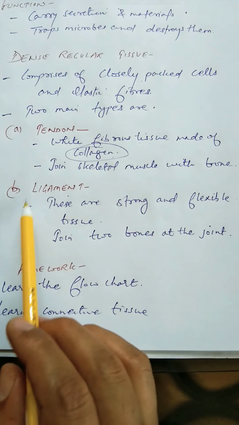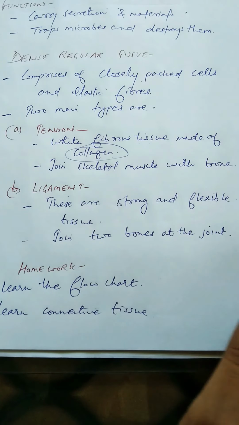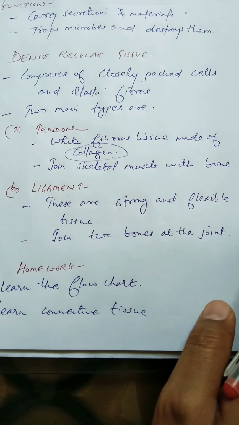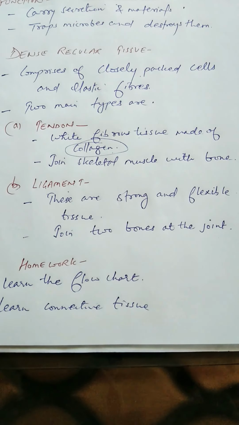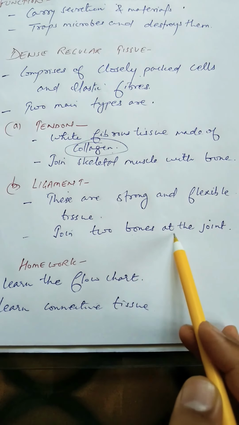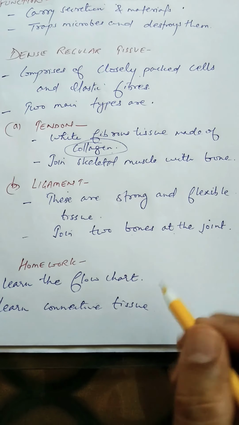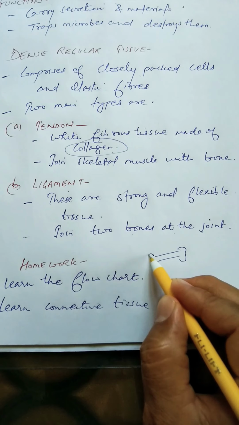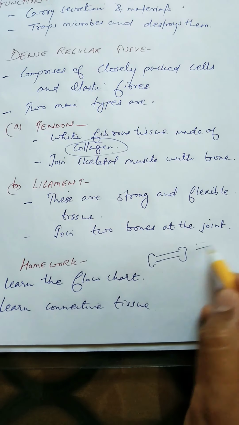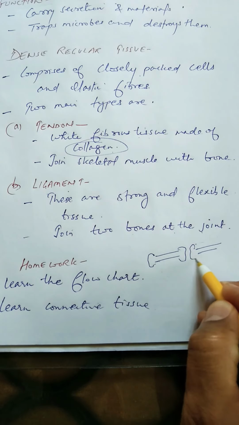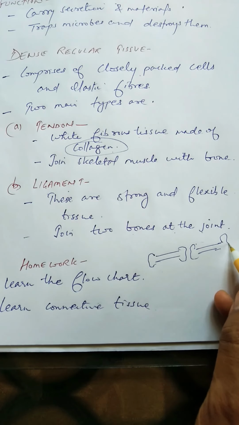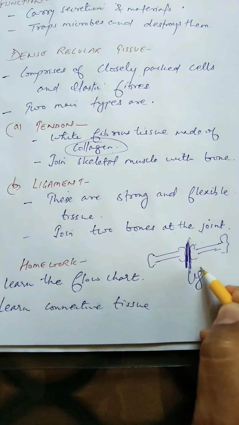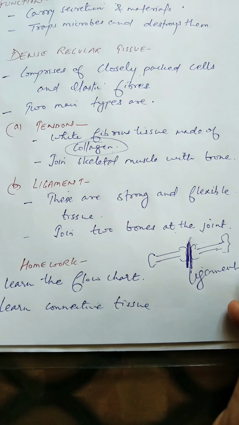Second component of dense regular tissue is ligament. Now see these ligaments, they are stronger and much more flexible tissue. And these ligaments join two bones at the joint. Now if two bones are there, here ligament comes into action and joins them.